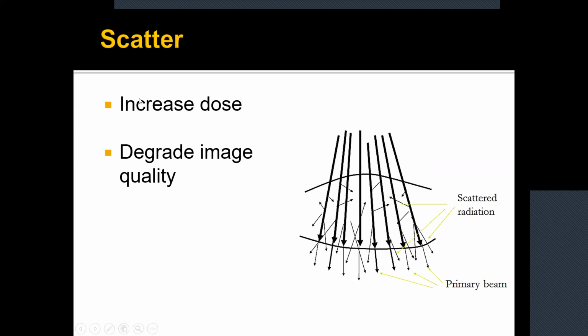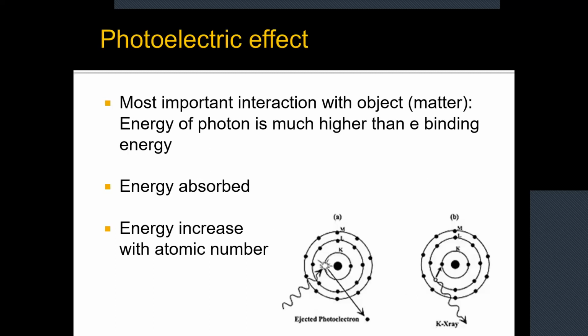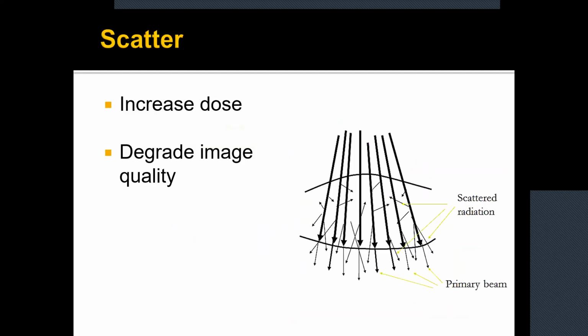Now, when you have scattered radiation, that's going to lead to the image quality being worse, because you have all of these random rays coming out of the body from the effects that we saw before, such as the photoelectric effect and the Compton scatter. All of these random X-rays are leaving the patient's body and hitting the screen, and so that's going to reduce the image quality.